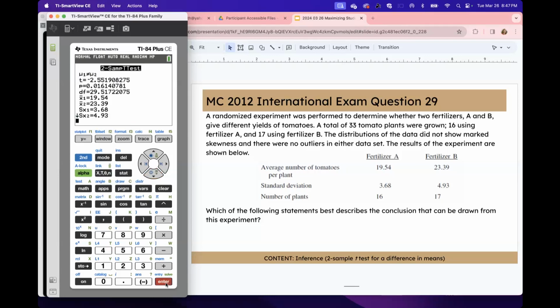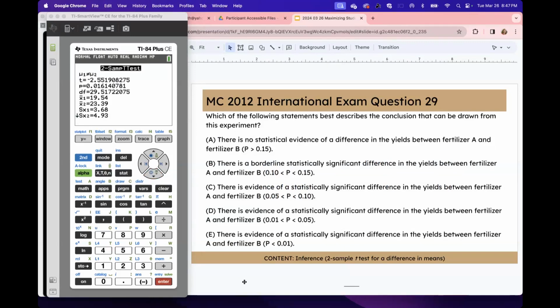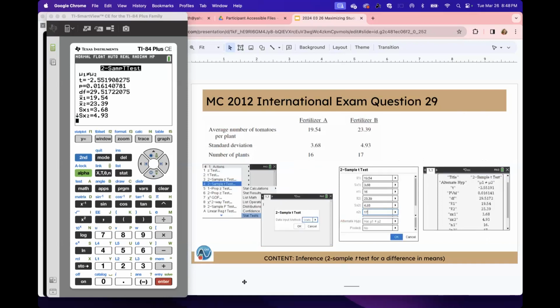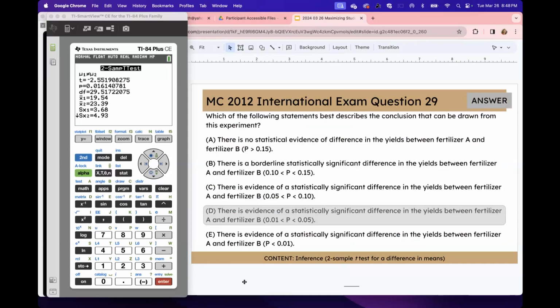Calculate. There's my p-value. 0.016. I just need to figure out where is 0.016. Take my time doing that. These are all separate intervals. D. Again, I'm not even reading the statement. I just know my p is in D. I'm done. I'm out of here. There's that one. And double check, yes, I'm correct.